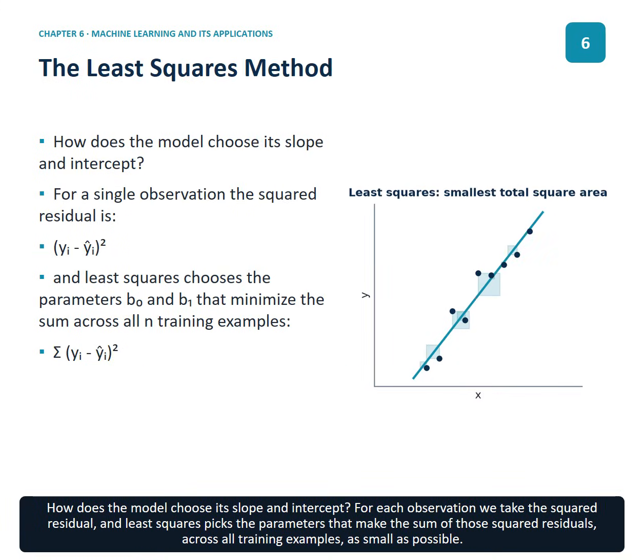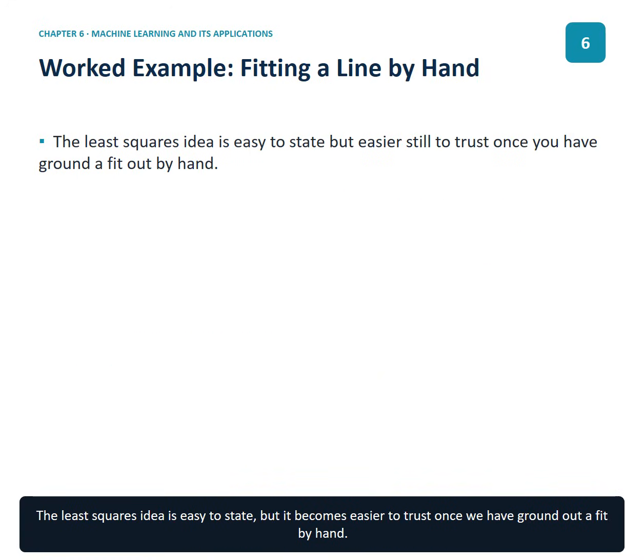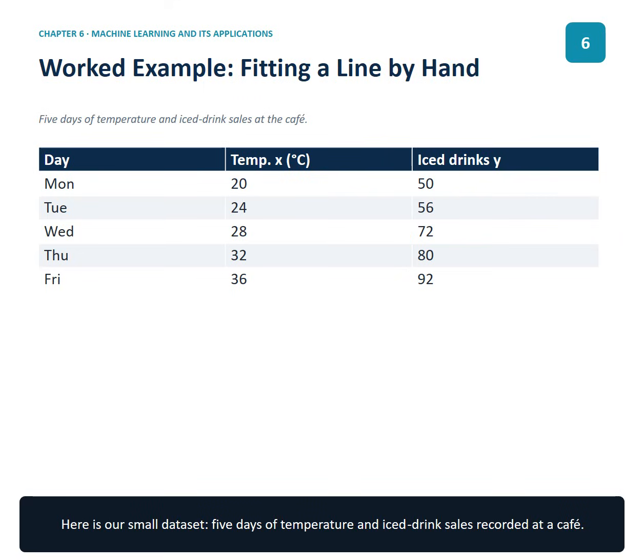How does the model choose its slope and intercept? For each observation, we take the squared residual, and least squares picks the parameters that make the sum of those squared residuals across all training examples as small as possible. The least squares idea is easy to state, but it becomes easier to trust once we have ground out a fit by hand. Here's our small data set, 5 days of temperature and iced drink sales recorded at a cafe.